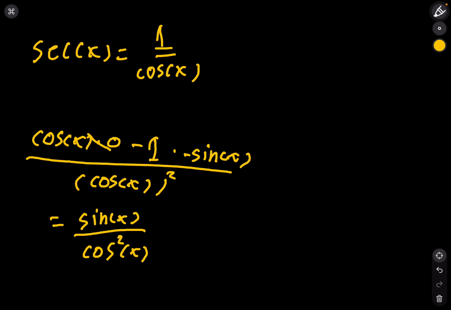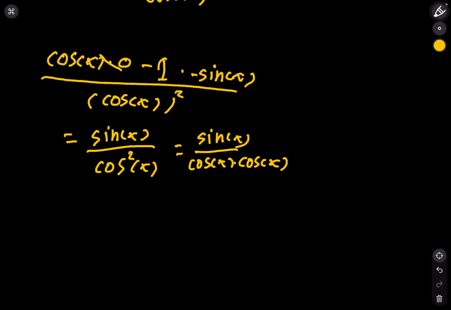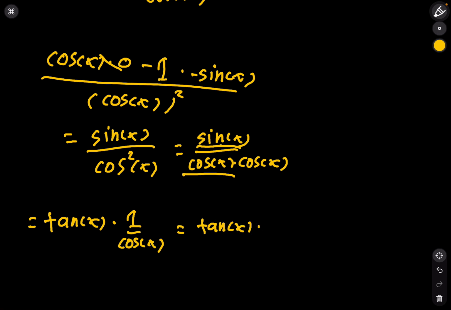We know that cosine square of x is just another way of saying cosine of x times cosine of x. And from here, we can take this sine and this cosine and make that tangent of x, to simplify, times 1 over cosine of x, which is just equal to tangent of x times secant x. And that's the derivative of secant x.